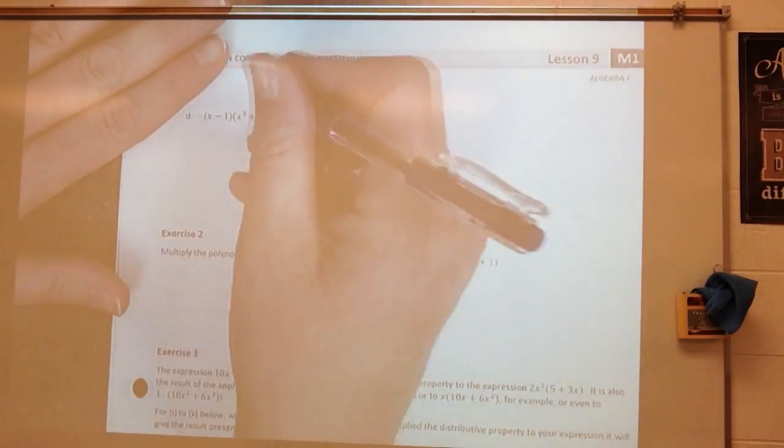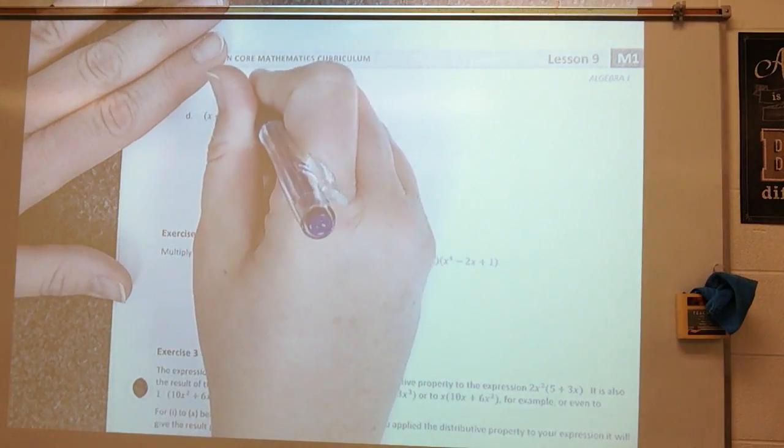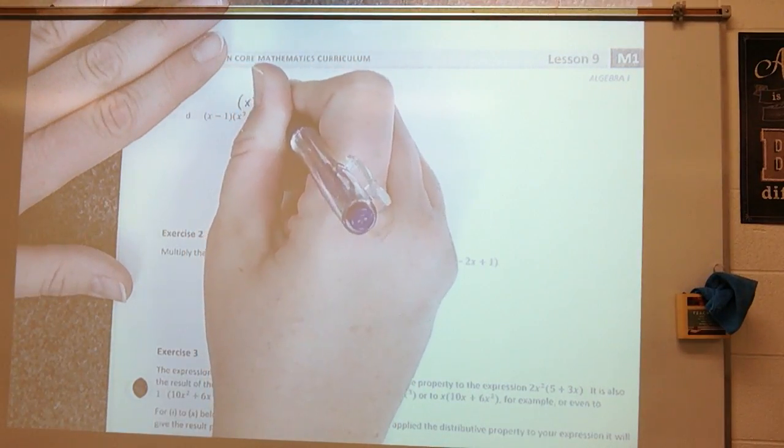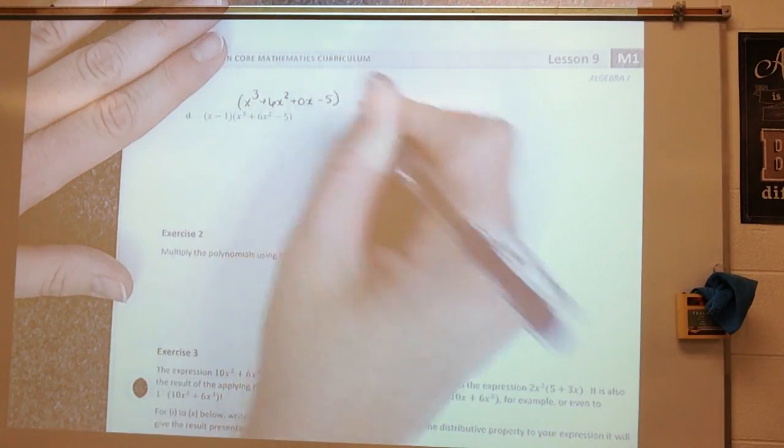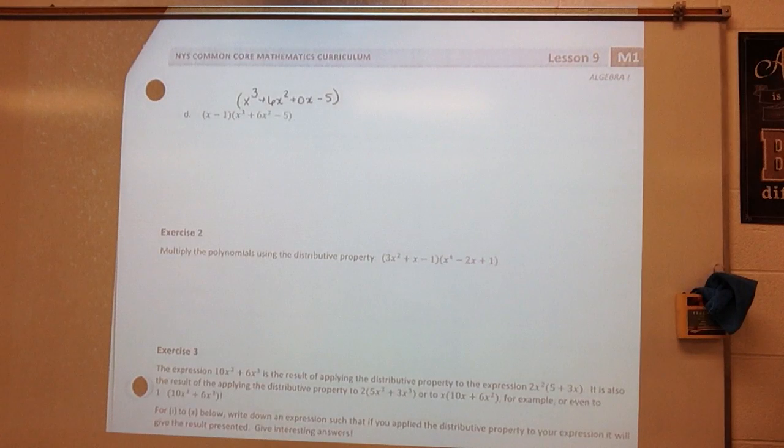So I want to rewrite this polynomial as x cubed plus 6x squared plus 0x minus 5. If I add a 0x in there, it does not change the value of anything, because 0 is nothing. But this is going to help me because this will allow my diagonals to line up correctly.